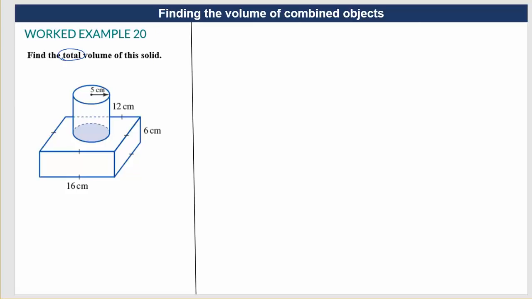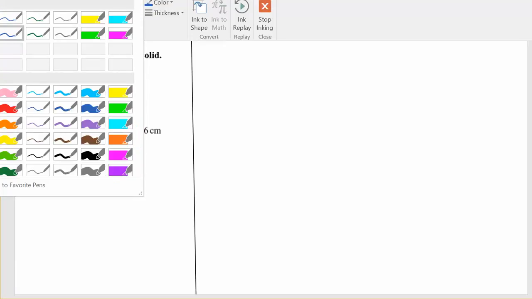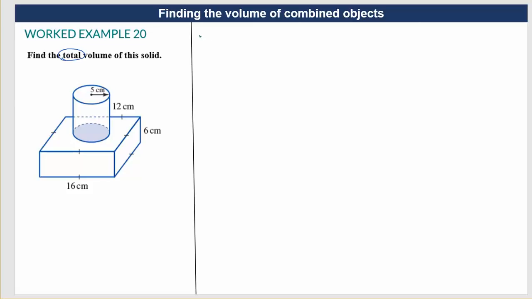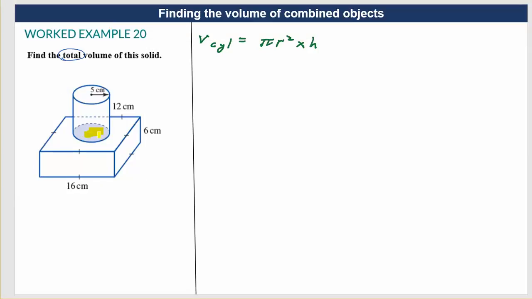So what we need to do is break it up into parts. What we're going to do is find the volume of the cylinder, and I just write capital V, little cyl for cylinder. The volume of a cylinder is pi r squared times its height. We just did an example before. We need the area of the base, which is pi r squared, the circle, times the height, 12 centimeters.